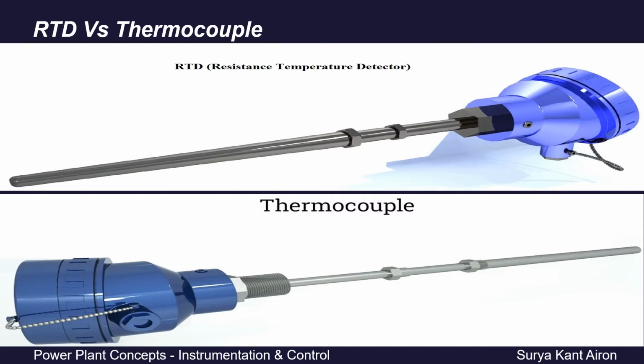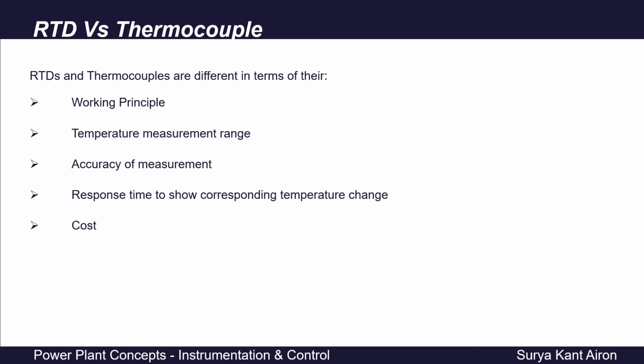Both RTD and thermocouple are widely used in the power plant industry for temperature measurement. Although from outer appearance both look alike, both are quite different in terms of their working principle, their temperature measurement range, their accuracy of measurement, the response time to show the corresponding temperature change, and finally, the important factor, their cost.